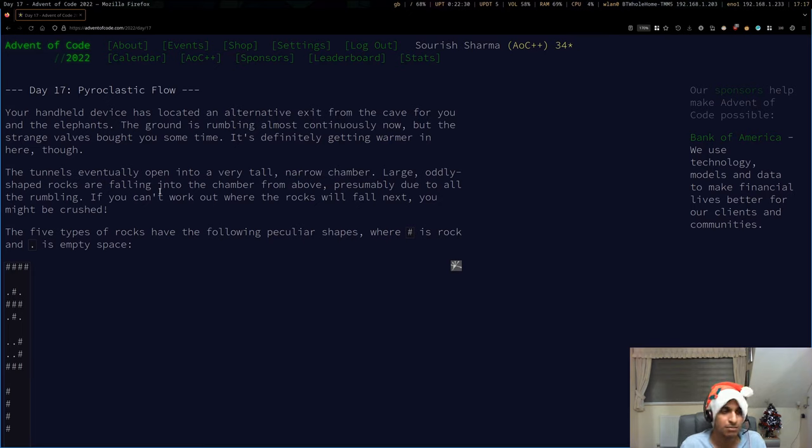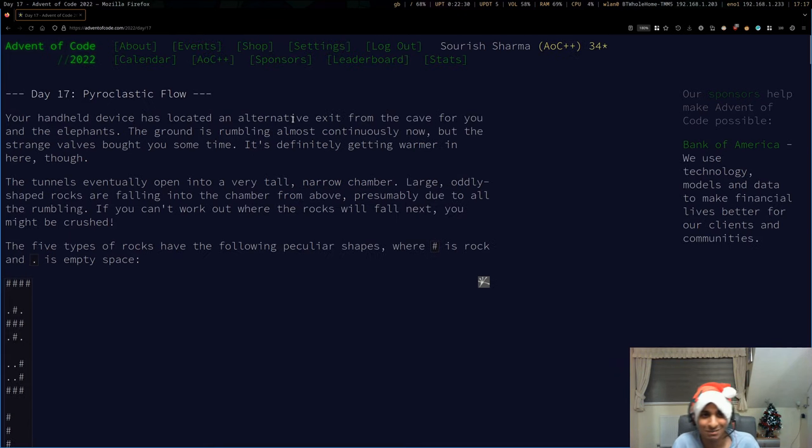Day 17, Pyroclastic Flow. Your handheld device has located an alternative exit from the cave for you and the elephants. The ground is rumbling almost continuously now, but the strange voles bought you some time. It's definitely getting warmer in here though. The tunnels eventually open into a very tall, narrow chamber. Large, oddly shaped rocks are falling into the chamber from above, presumably due to all the rumbling. If you can't work out where the rocks will fall next, you might be crushed.